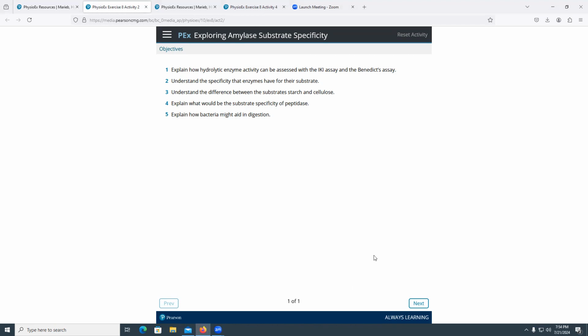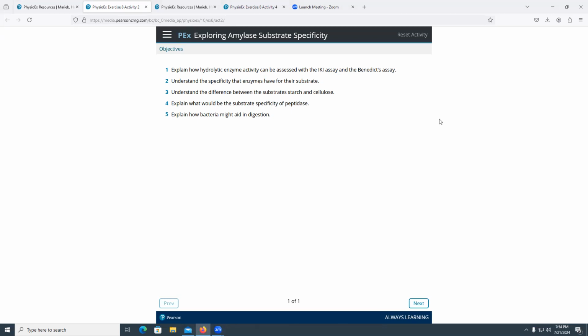So the IKI assay will tell us about the activity on the reactant side of our reaction. And the Benedict assay will tell us about what's happening on the product side. This will become more clear as we perform the experiment. Then we're going to be understanding the lock and key formation, that there's a very important specificity property that enzymes have.